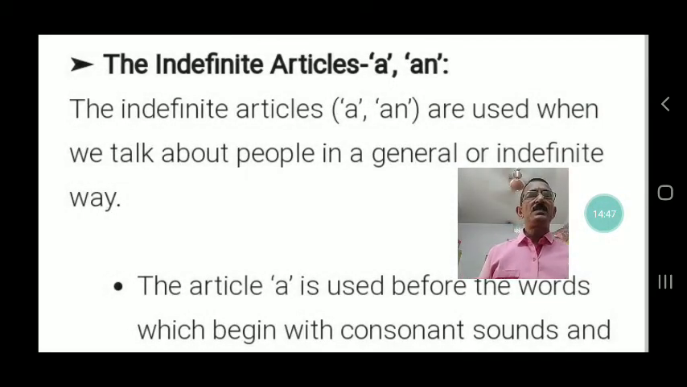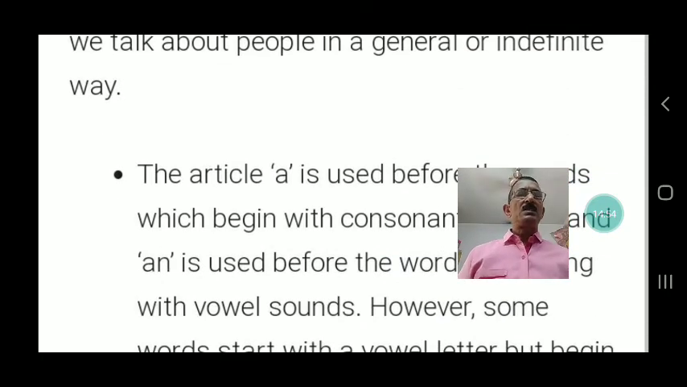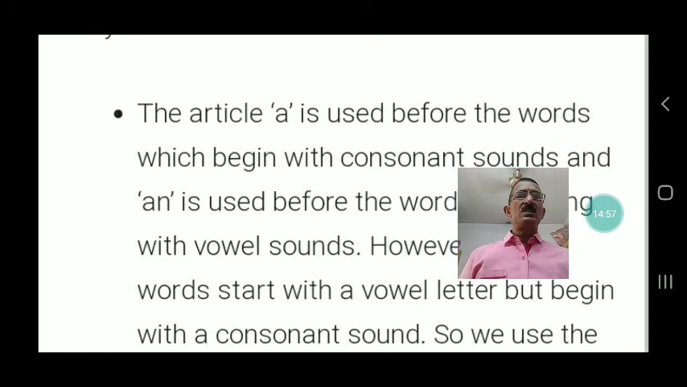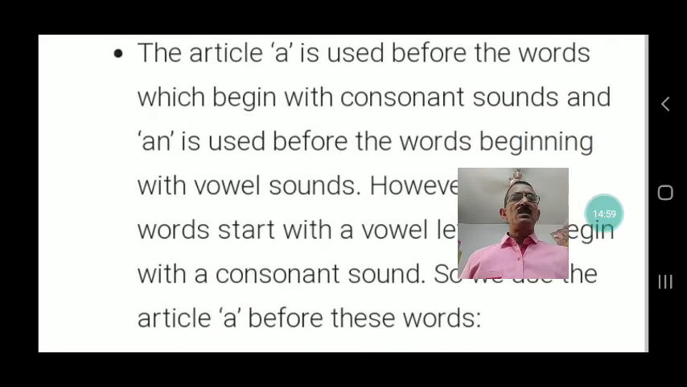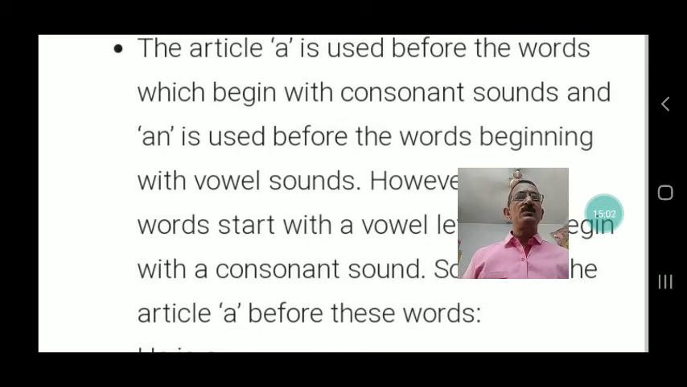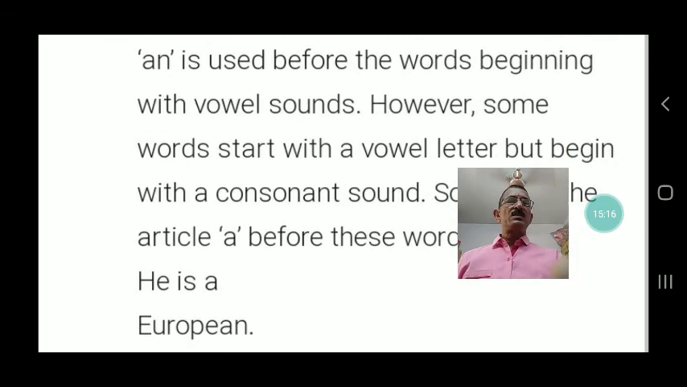The indefinite articles a or an are used when we talk about people in a general or indefinite way. The article a is used before the words which begin with consonant sounds, and an is used before the words beginning with vowel sounds. So you must just depend on the consonant sounds or the vowel sounds. You must not only think of consonants and vowels, but also try to identify the sound it produces.